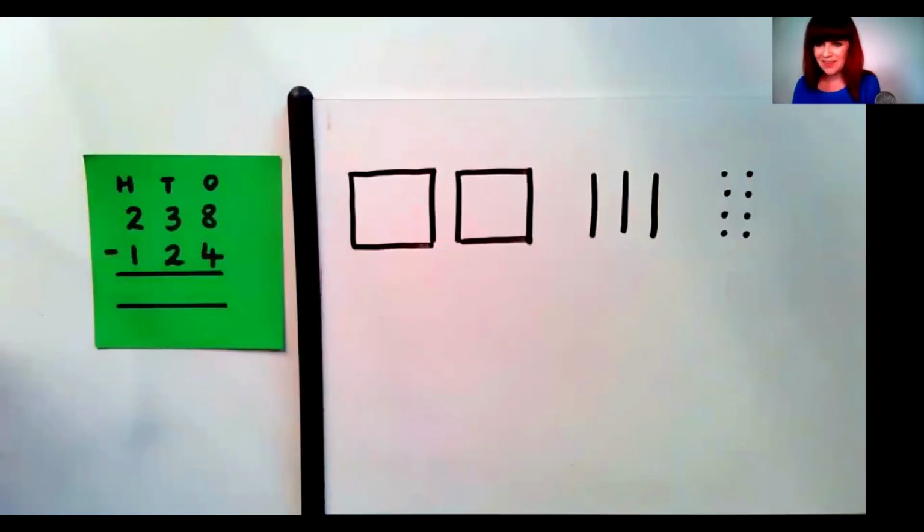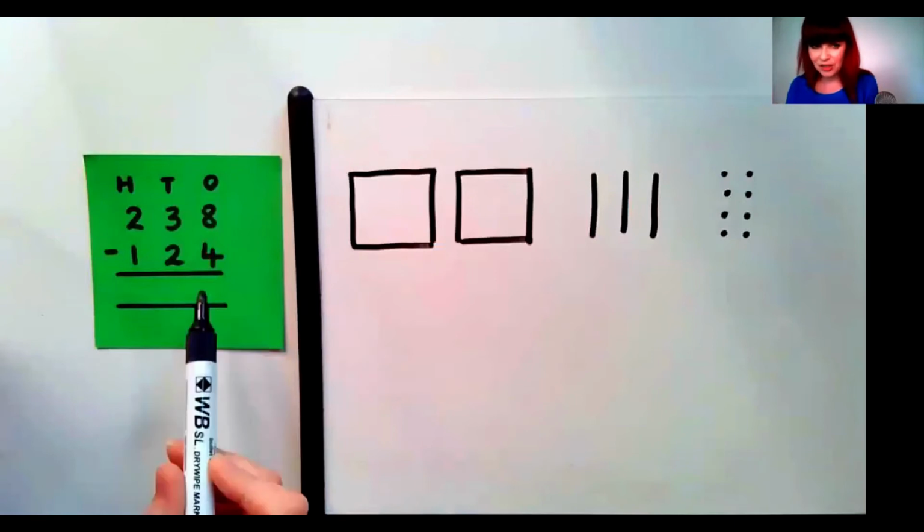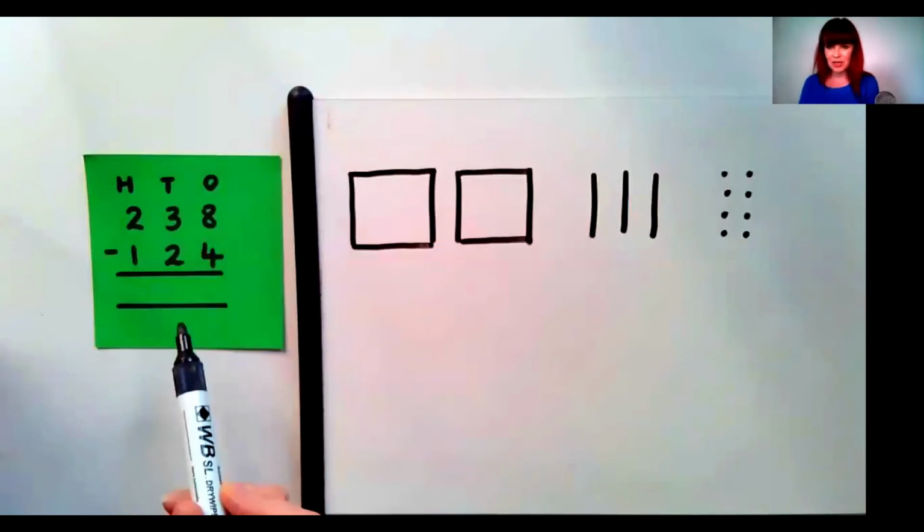So if you don't have this kind of equipment at home, this is how you can do it, and the children will be used to doing this in school. So this is quite a straightforward subtraction, but the numbers are bigger. So we still would go back to a subtraction where there was no exchanging required.